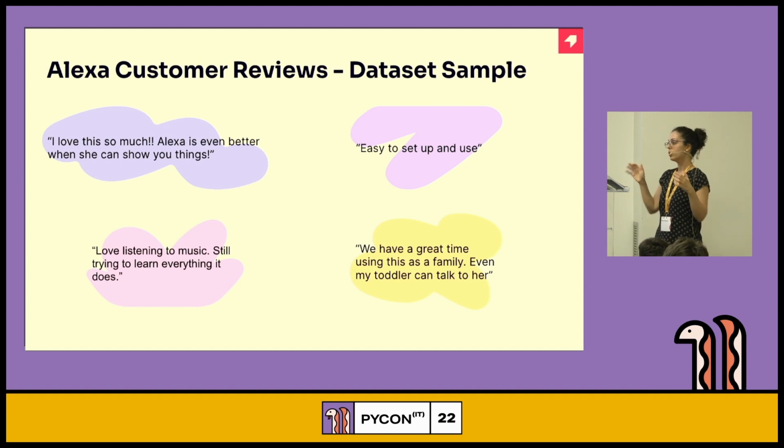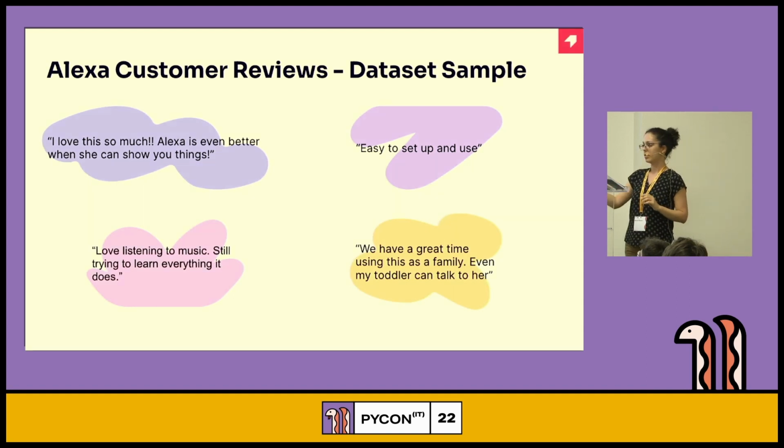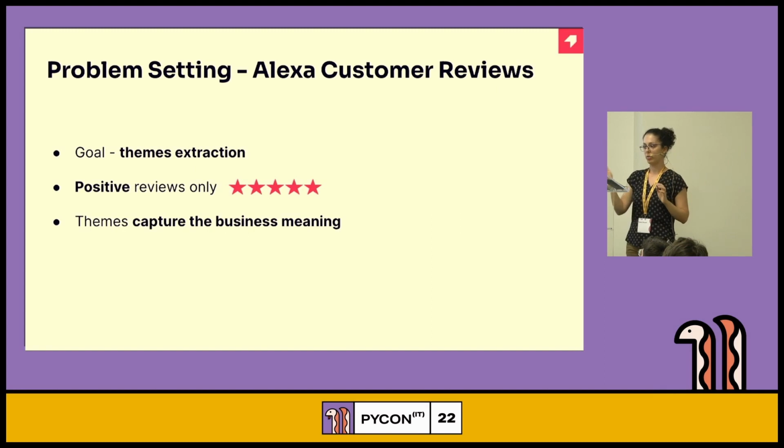Instead, we want to build a model to extract the themes, to tell you at a high level that these are the main things people are happy with, and these are the problems with this product, without you having to read through all the reviews. So this is the model we're going to develop.